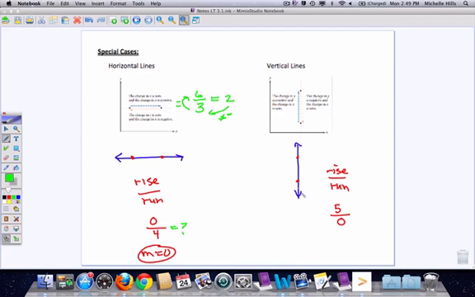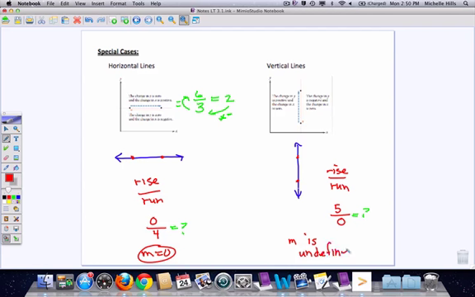A vertical line, though, when you see a number like this, it's really saying, what number can I multiply by 0 and get an answer of 5? Well, there's nothing that's going to work. Some people want to say 0, but 0 times 0 isn't 5. Some people will want to say 5, but 5 times 0 is also not 5. There's no number that you could ever tell me that you could multiply by 0 and get an answer of 5. So in this case, for a vertical line, the slope, which is m, is undefined.